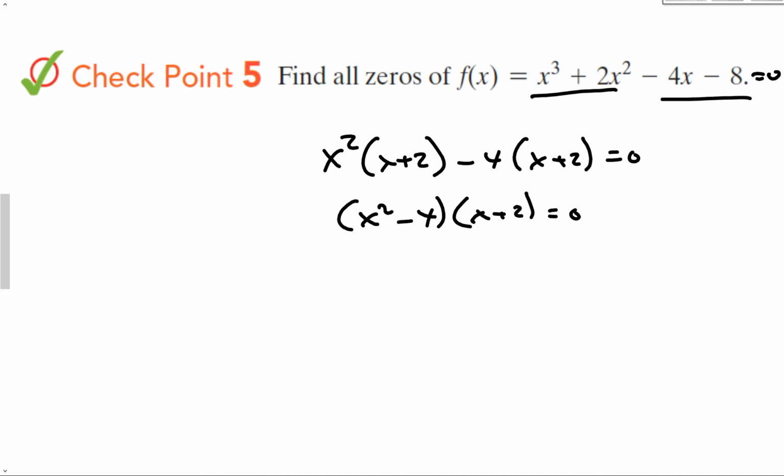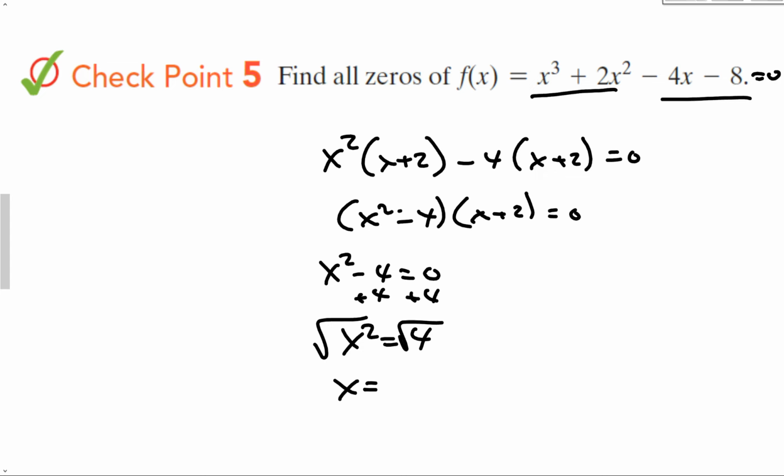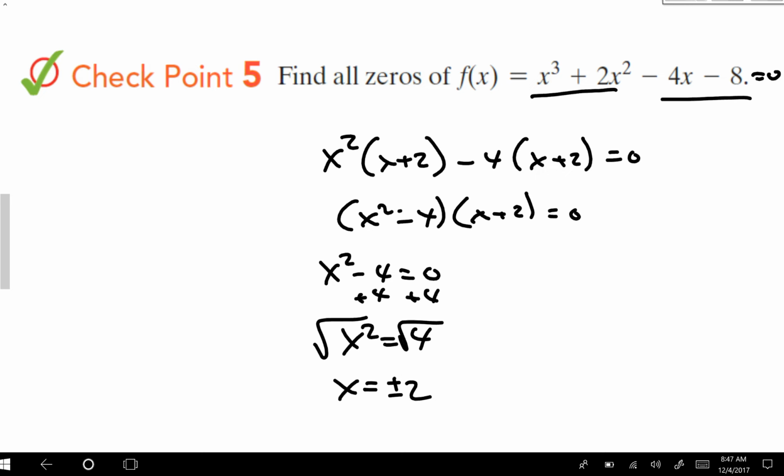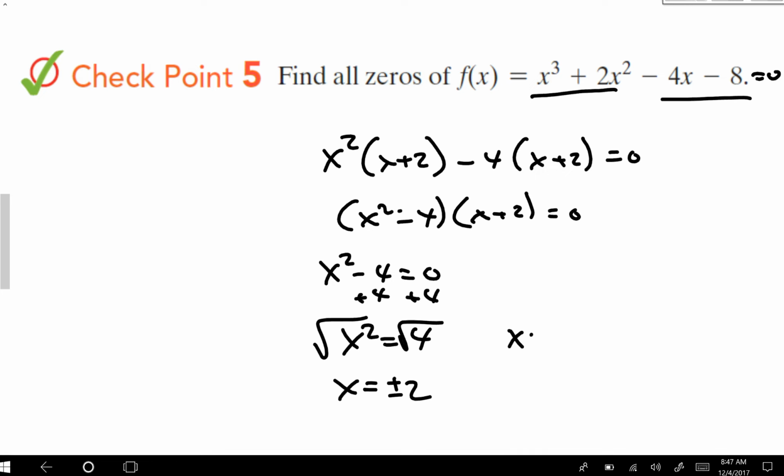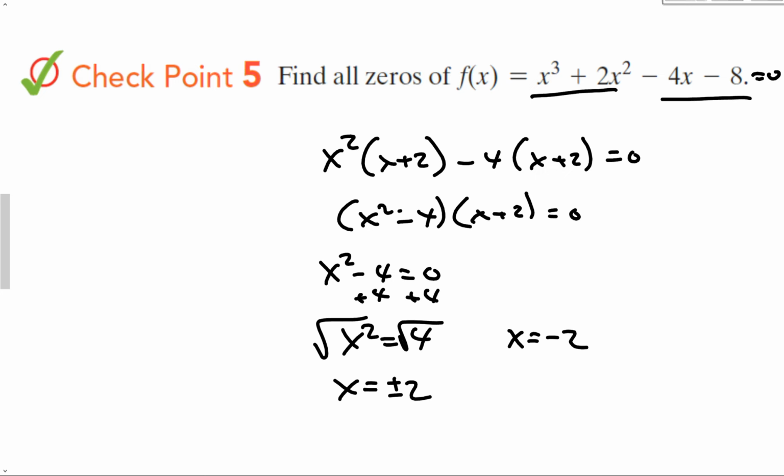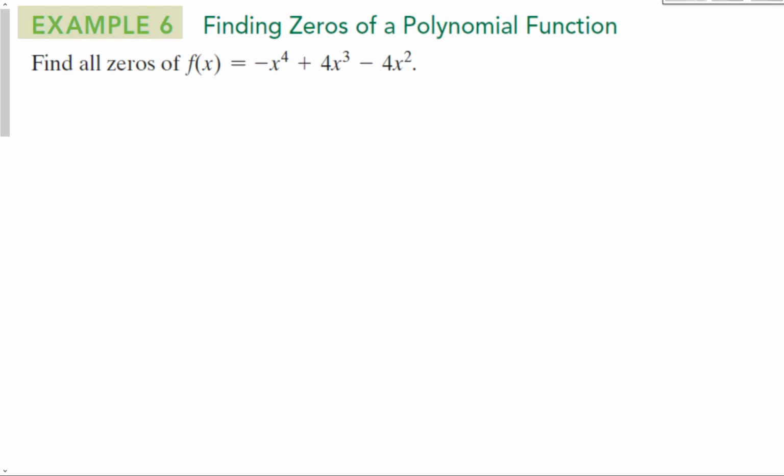Now, let's pretend for a second that we didn't notice that this was a difference of squares. I could always set this equal to 0 as well, add 4 to both sides. So x squared is equal to 4. Take the square root, and of course, when I take the square root in an equation, it always generates 2 answers. And x is equal to negative 2 over here as well. So in this case, we do have a 0 that repeats, and we'll see what that means in a few minutes.